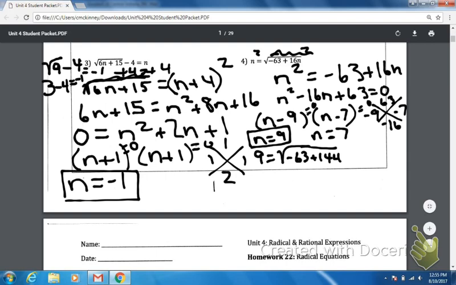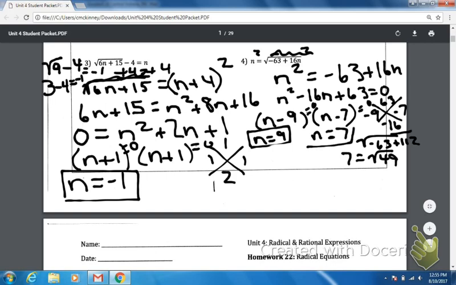Now let's go check out the other one. So I'm going to erase my work down here to give us a little bit of space. And then 7. What is 7 times 16? 112. So -63 plus 112. That's 49. Is 7 the square root of 49? Yes. So this time we actually do have two solutions.